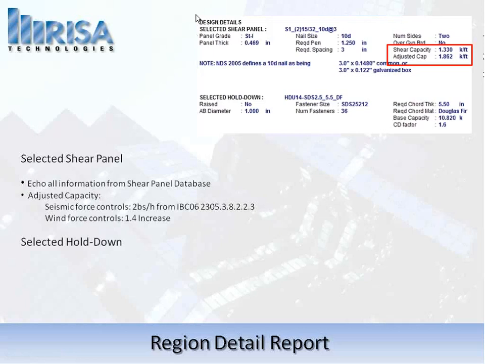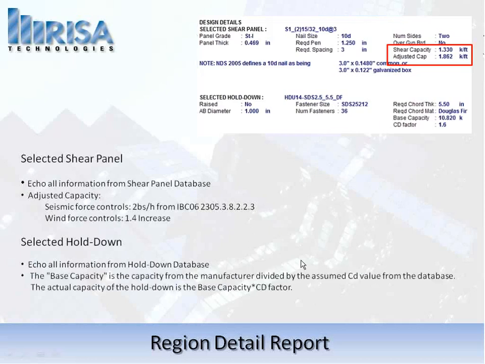Once we have our shear panel adjusted, we're also going to do our hold down information. Again, it just echoes out the information of the hold down that was selected. And then what we see here is we do a base capacity. So we take the capacity of that from the manufacturer, and then we get the actual capacity based on the base capacity times the duration factor. And we see the duration factor was a wind, so it was 1.6, and that's how we get our actual capacity here.